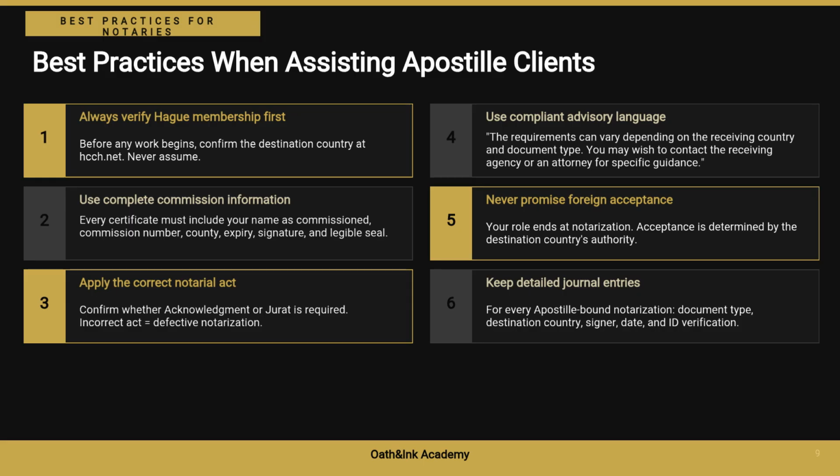Another important point: these best practices separate a notary who creates delays from one who builds professional trust with clients and attorneys. Always verify Hague membership first. Use complete commission information on every certificate. Apply the correct notarial act, and use this compliant script. The requirements can vary depending on the receiving country and document type. For specific guidance, you may wish to contact the receiving agency or an attorney. Detailed journal entries for every apostille-bound notarization protect you if questions ever arise.